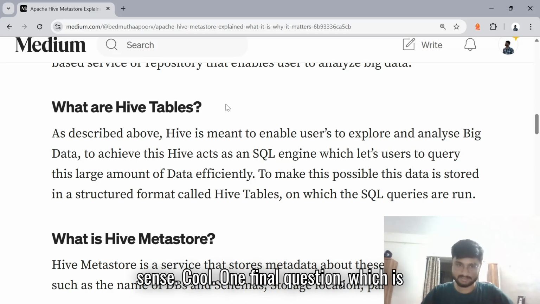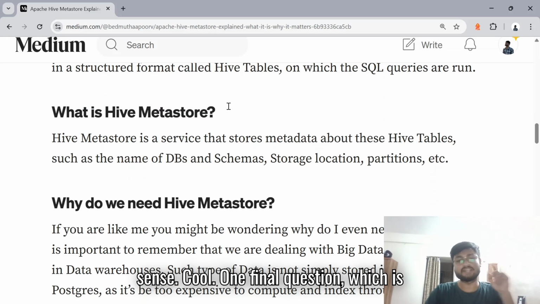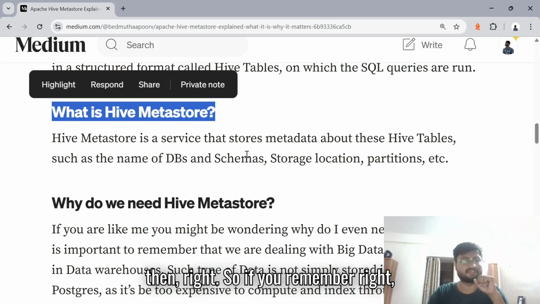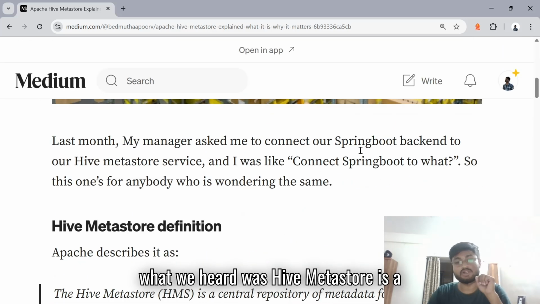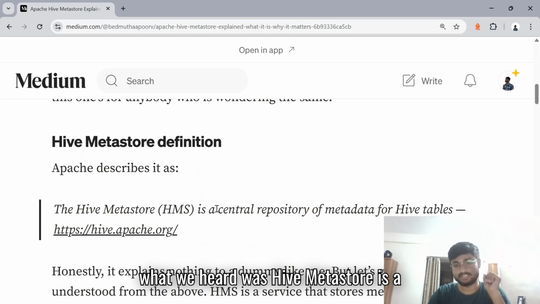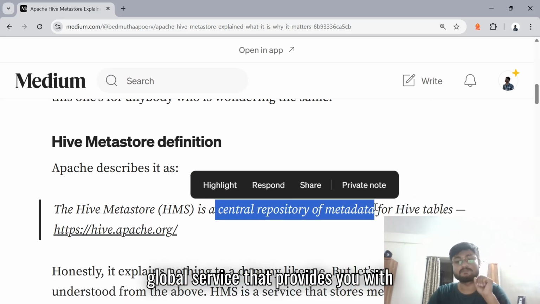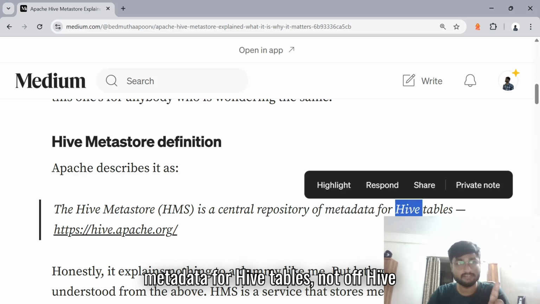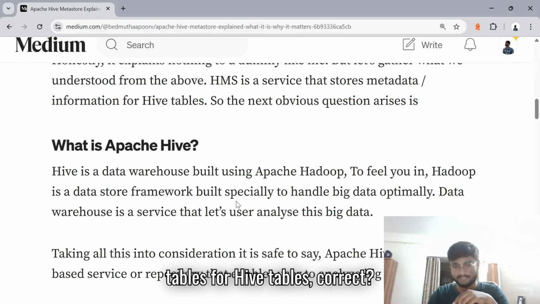Cool. Now you know what Hive tables are, right? Okay, that does make sense. Cool. One final question, which is why we are here. What is Hive Metastore then, right? If you remember, what we heard was Hive Metastore is a global service that provides you with metadata for Hive tables, not of Hive tables, for Hive tables, correct?